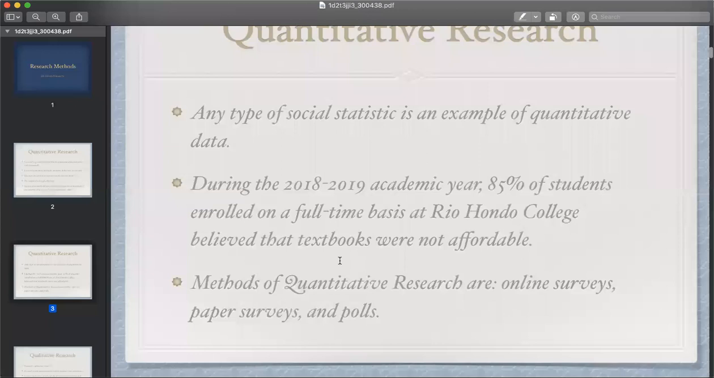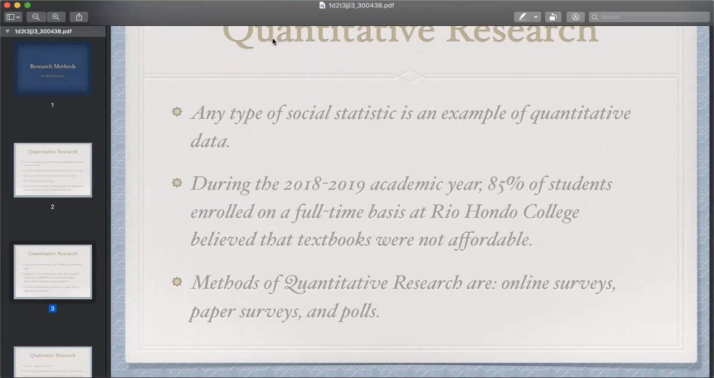When we talk about quantitative research, and we look at it from the perspective of a social statistic, once again, let's look at this. During the 2018 to 2019 academic year, 85% of students enrolled on a full-time basis at Rio Hondo College believed textbooks were not affordable. Well, that tells us volumes of information. It tells us that students have an issue with the affordability of textbooks.